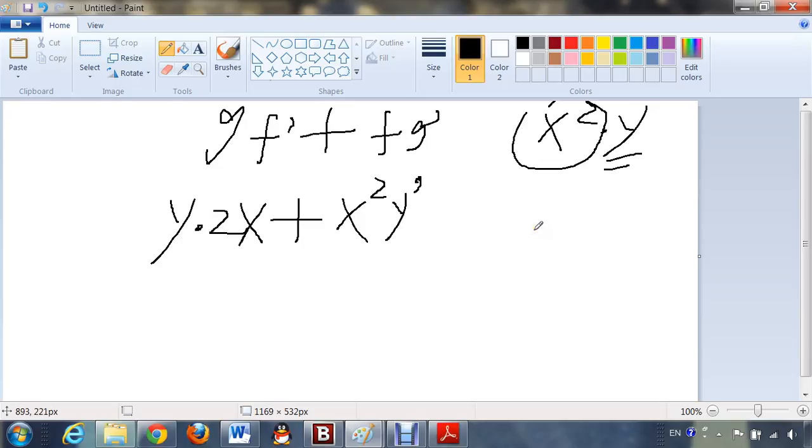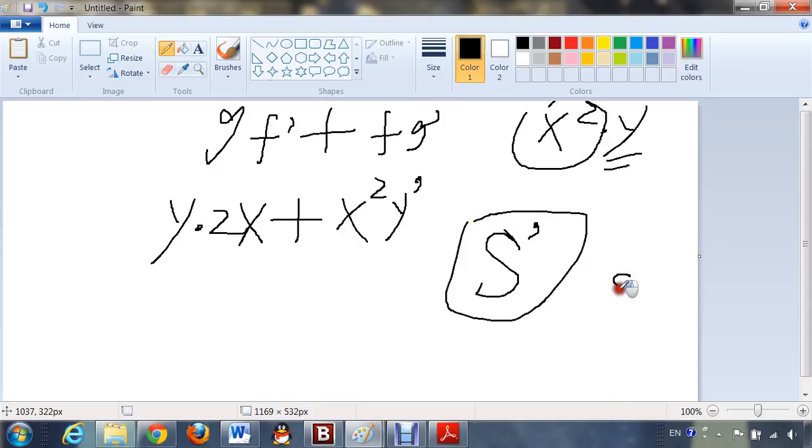Okay, so whenever you're taking the derivative of something, let's say you want to find s prime for a question, then the derivative of s is not 1, it's always s prime, because you are trying to find s prime.